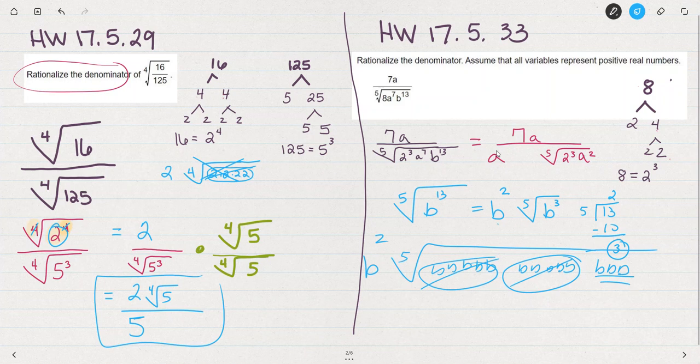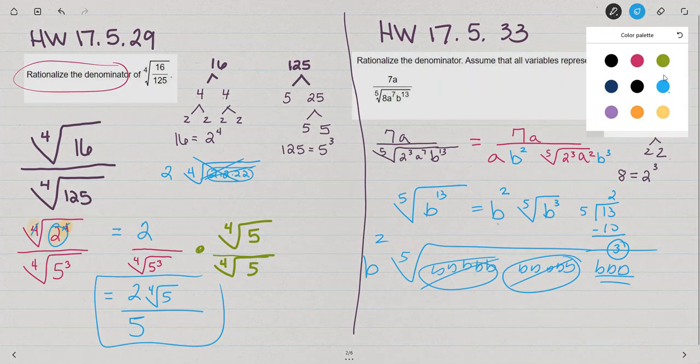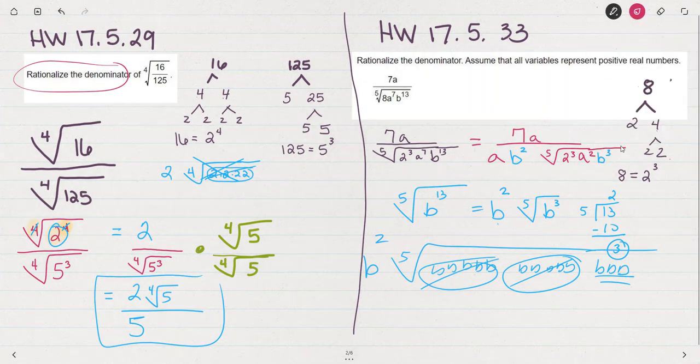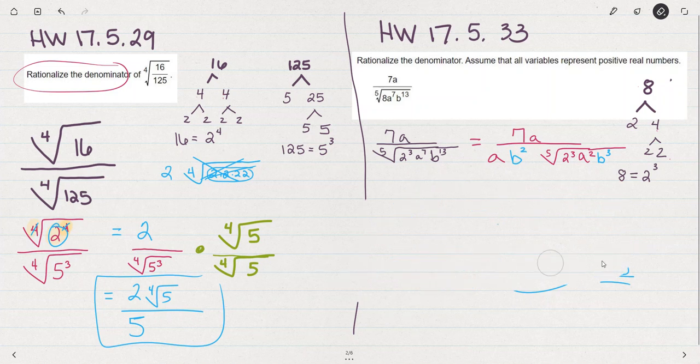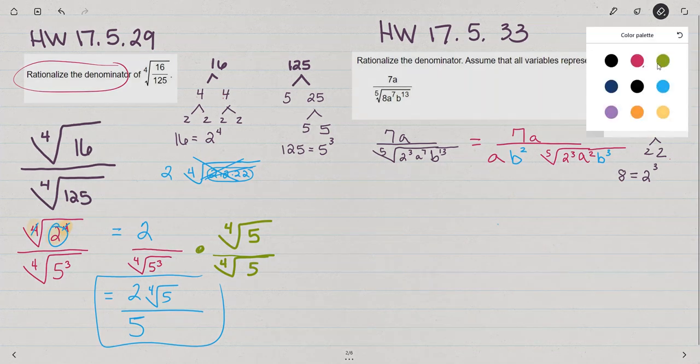So we have b squared and then 3 left over. All right, I'm going to erase this piece. Now we have everything simplified, and we're ready to rationalize the denominator.